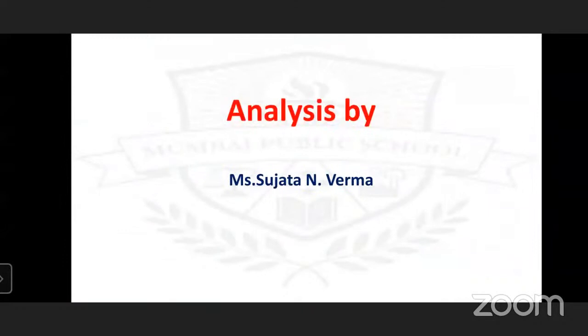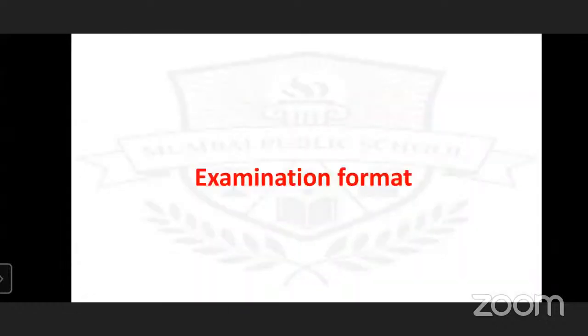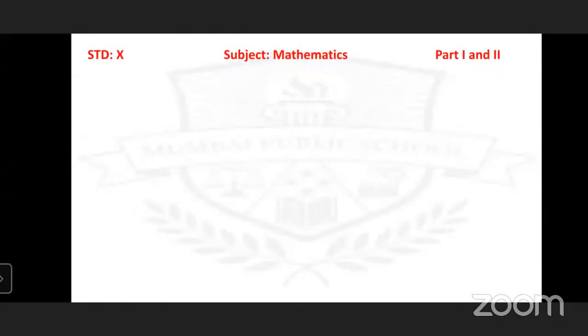Before starting the paper analysis, first of all, we discuss a few points related to our paper. The first point is the examination format. Everyone knows the examination format, so again we revise it. Our subject is mathematics, and it is divided into two parts, part 1 and part 2. Part 1 is called algebra and part 2 is geometry. So here we discuss the examination format.